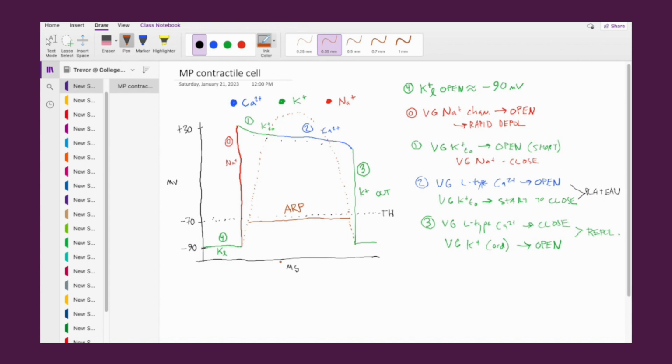Basically, we cannot get a contraction during that plateau phase no matter what we do. And that is going to be very important for the contraction of the heart. Let's take a look at that.